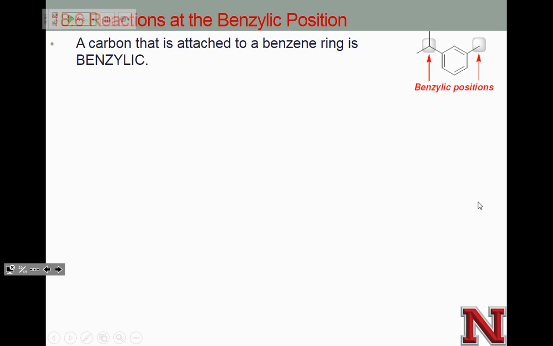So the carbon position directly attached to the benzene ring, that's our benzylic position. Very similar to our allylic position, except benzene is next to it instead of just one double bond. So a carbon that's attached to the benzene ring is our benzylic position, and it's more reactive because of where it is, next to the benzene ring, than most carbons. And we will explore reactions of the benzylic position.